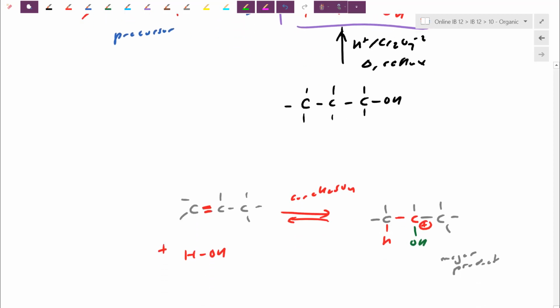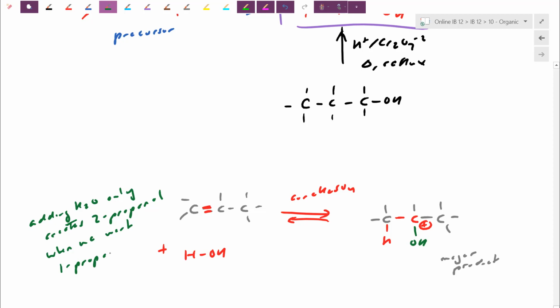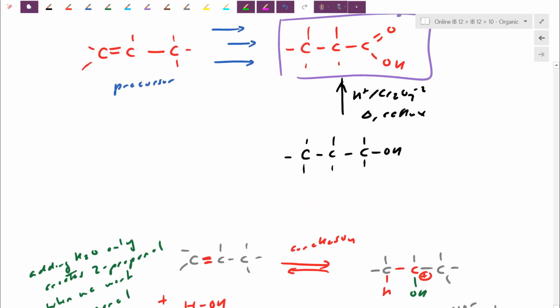So Markovnikov's rule here says adding water only creates 2-propanol, when we want 1-propanol. So that method is out. I can't just take this one here and add water, because that would actually put the OH on the wrong location. So now I need to come up with another method.